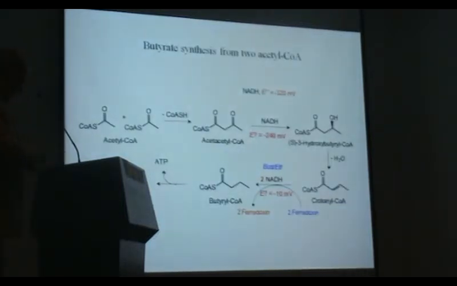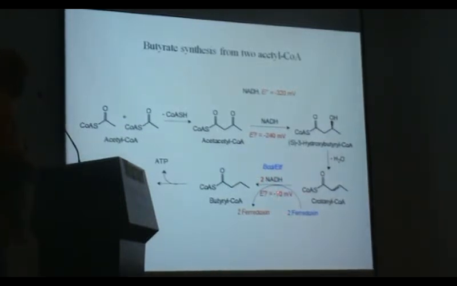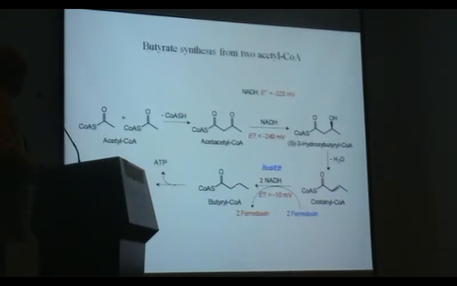And so once I had the idea that it could be coupled with the reduction of ferredoxin. So we need now two NADH, and this high potential difference, the free energy which is formed with this reaction, could be used to reduce ferredoxin. And this was indeed shown to be possible.